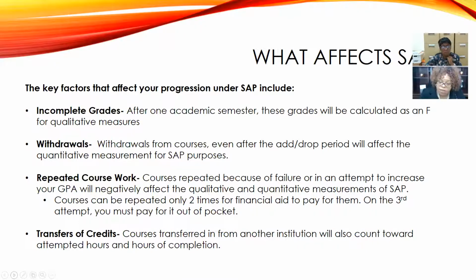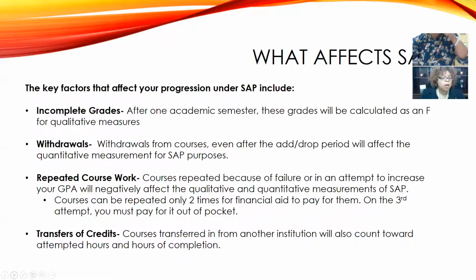Because afterwards, if that letter I has not been resolved after a certain time frame, it will go to a grade letter of an F, which will affect your GPA. And then also those credit hours will count as an attempt, which is the qualitative, but it will also affect the quantitative as well. So you'll want to make sure that you're monitoring your academic transcript, and if you have I grades listed there, that you are working to get those resolved.